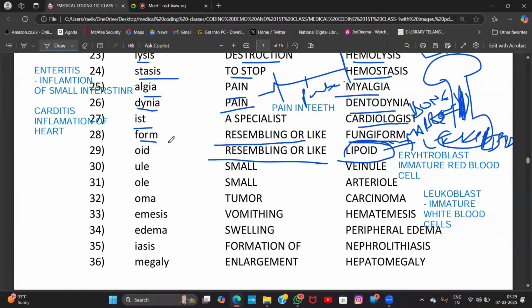Or sorry, resembling lipids or fat. Next, ule. Ule is also small. What is the ule? Small. Venule. Venule is nothing but the smallest vein. The smallest veins we call venule. The next one, ole. Ole is also small. Arteriole. What is arteriole? Smallest artery.